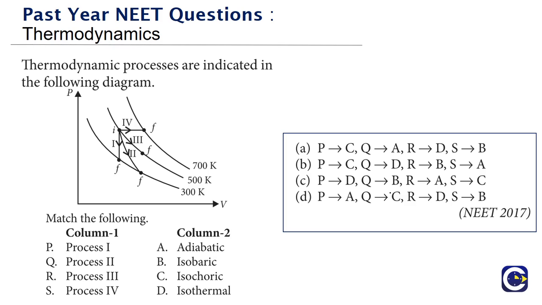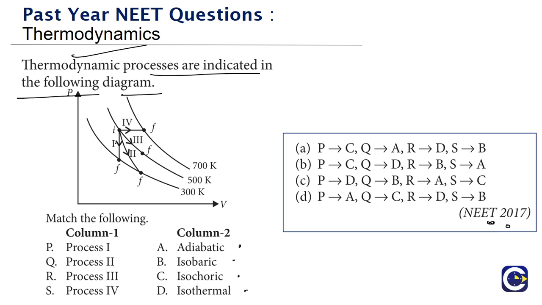Next, we have a theoretical question. This is a question that has come in the 2017 paper. Thermodynamic processes are indicated in the following diagram. So they are giving us 4 processes. We have to match process 1, whether it is adiabatic or isobaric or isochoric or isothermal. Process 2. So we basically have to match.